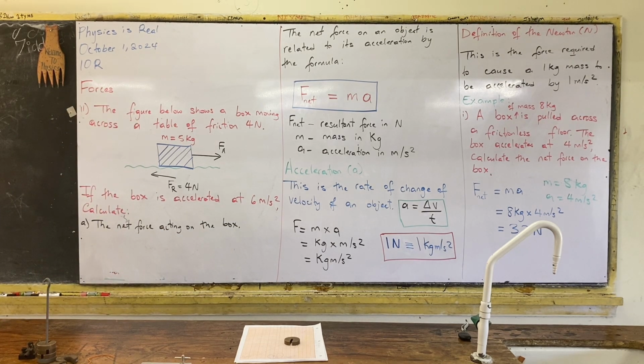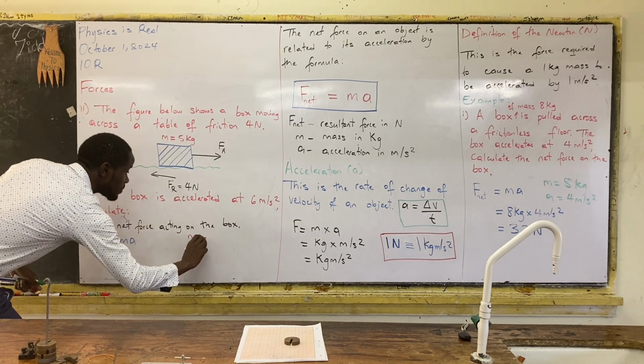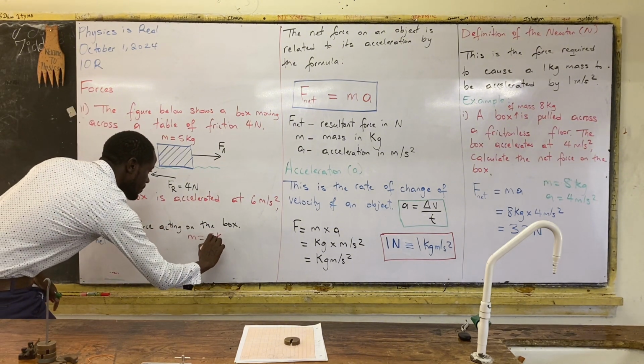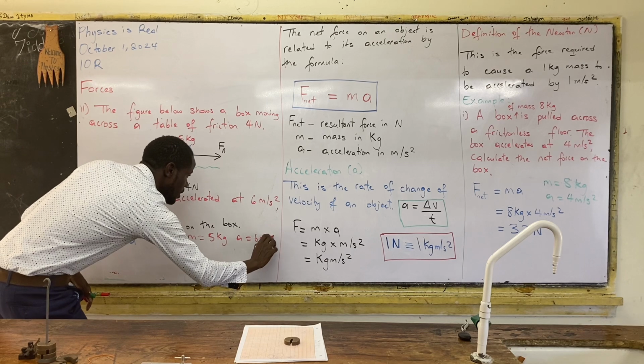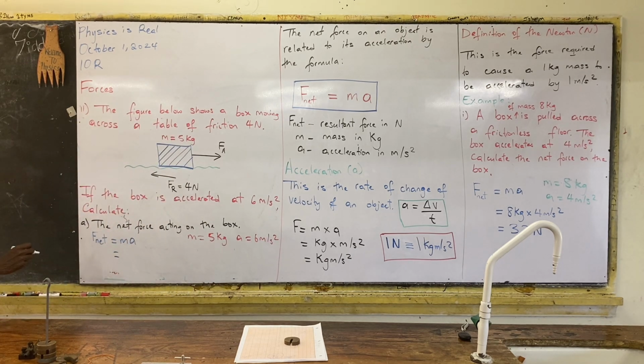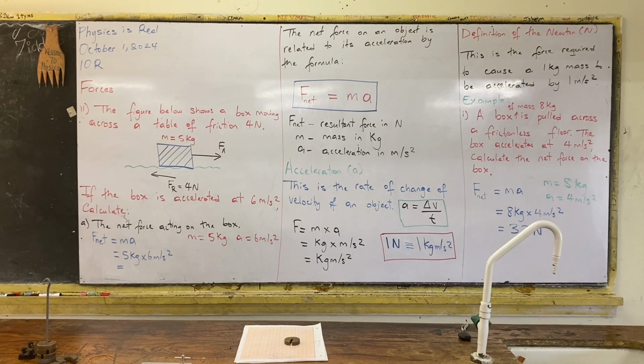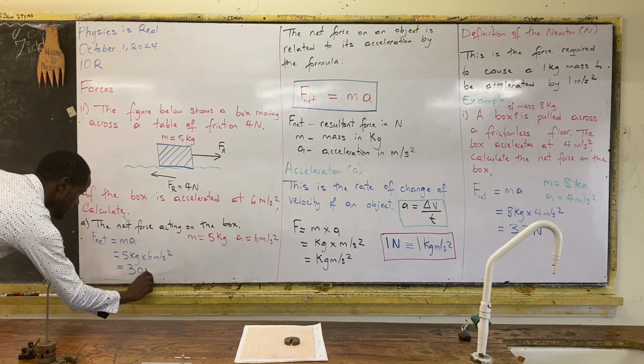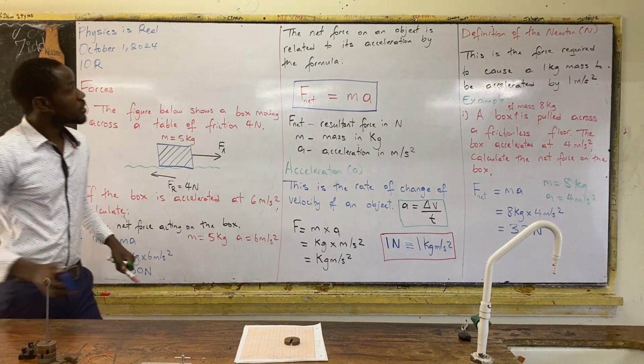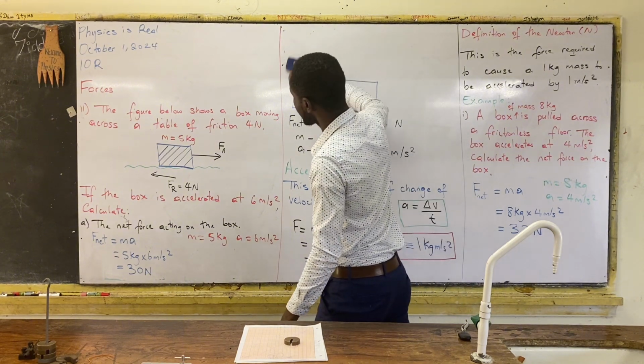So we're going to find the net force. We start by saying that our net force, F net, is equal to what? M times A, right? Always have to write our formula, students. F net is equal to M times A. Now, we're told that M is 5 kilograms and A is 6 meters per second squared. So this becomes 5 kilograms times 6 meters per second squared, which works out to be what? 6 times 5 is 30. So this is 30 newtons. Okay? 30 newtons. Then now, just give me 5 minutes, please. Let me go through this with you.